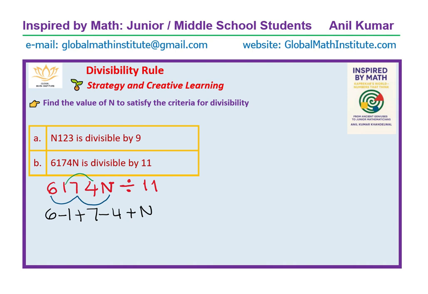Perfect. Let's figure this out. 6 minus 1 is 5. 5 plus 7 is 12. 12 minus 4 is 8. So we want that 8 plus n should be equal to a multiple of 11. So what should n be? 8 plus 3 is 11. That means n equals 3. So we get our answer. N this time also is 3 for us. Great. And so it's time to verify.